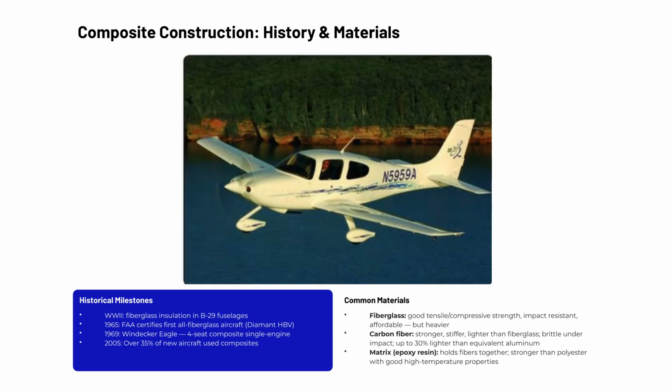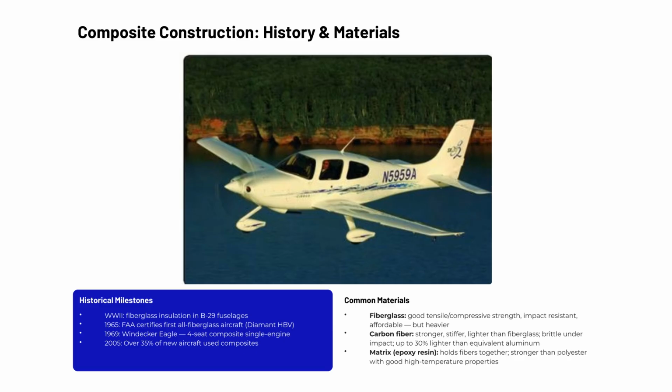Composites have been part of aviation longer than many people realize. During World War II, fiberglass was already being used in the fuselages of B-29 bombers, primarily for insulation purposes. That early application laid the groundwork for what would become a revolution in aircraft construction.